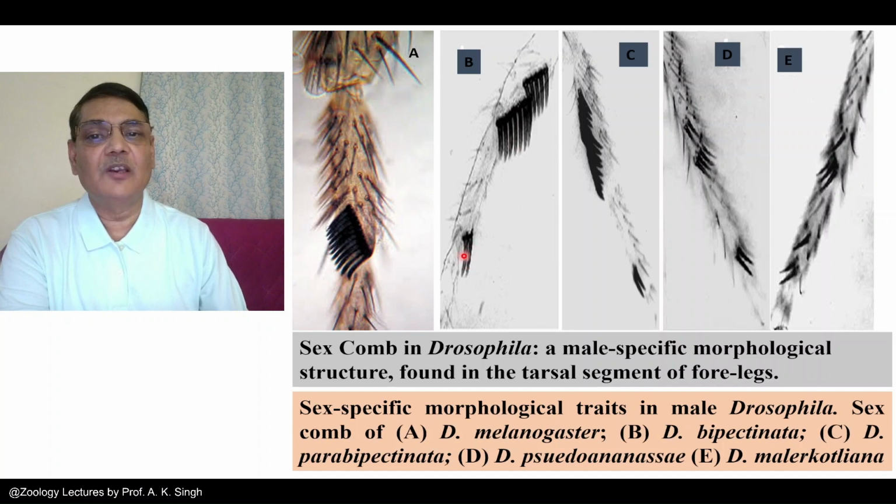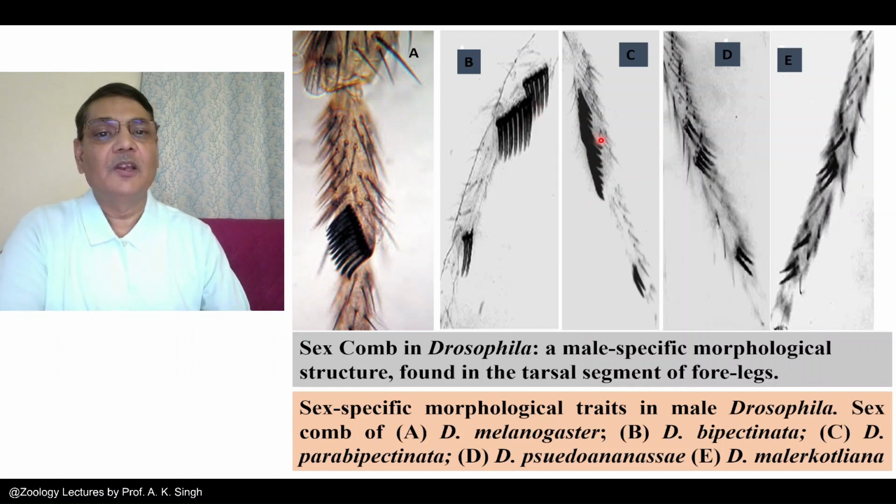Then 2 hairs are in the second subsegment of tarsus. Then the third species is Parabipectinata, where the number of hairs are smaller in size. Otherwise, the pattern or the type of number of sex combs are almost similar. So this is Parabipectinata. And in this case here you can see pseudoananaceae. Here the sex comb pattern is different.